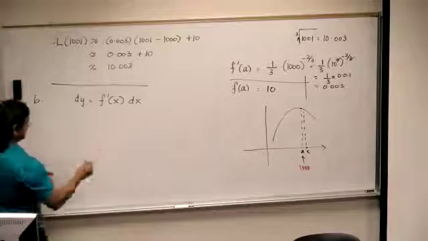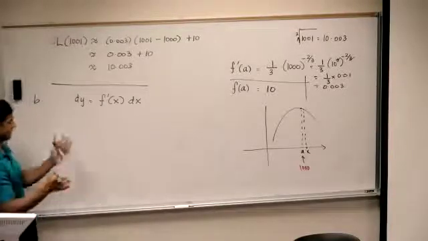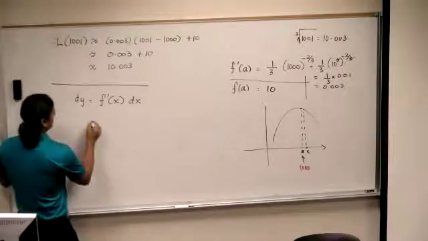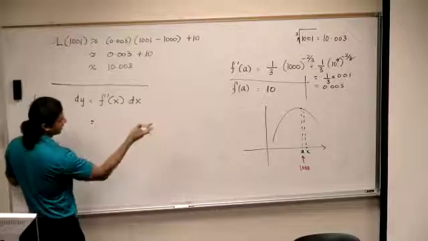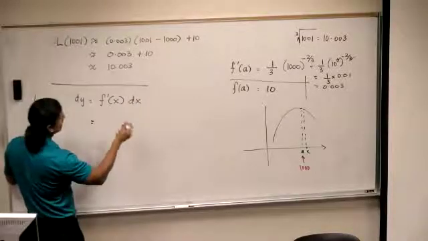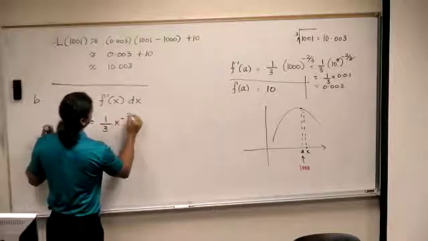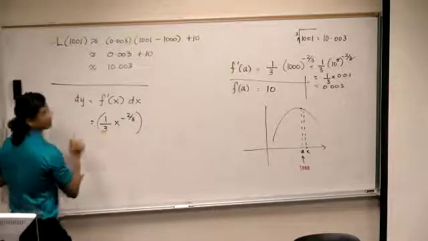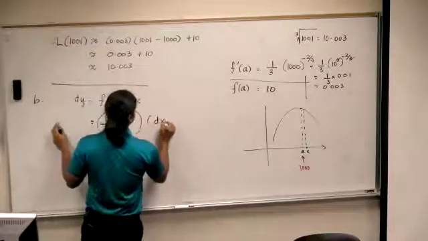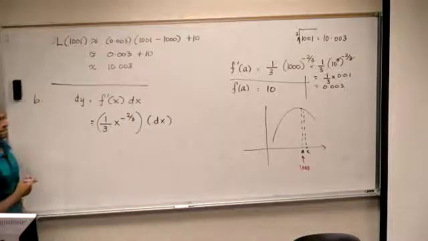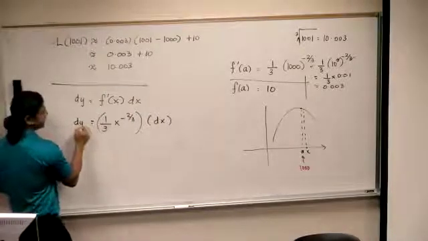That is our standard formula. You will quickly see that this and linearization are pretty much the same. F prime of x, we know what it is, we had it already, correct? It was 1/3 x raised to negative 2/3, multiplied by dx, and that would be equal to dy.